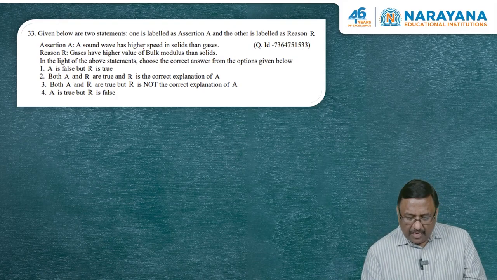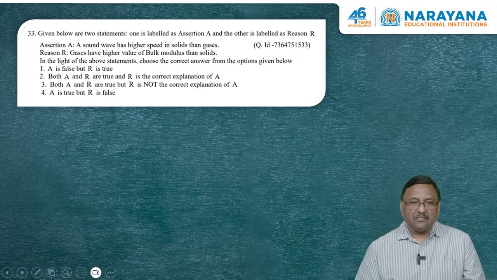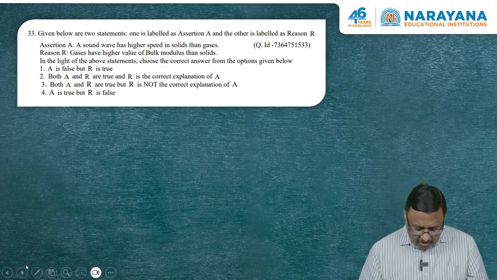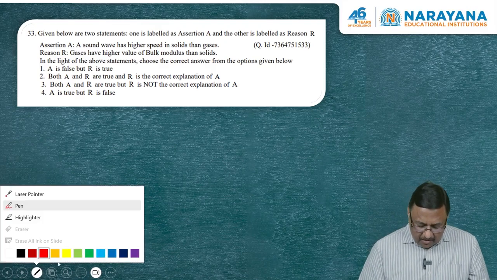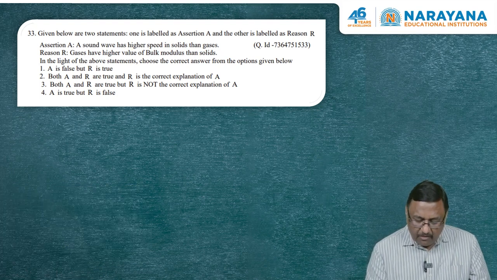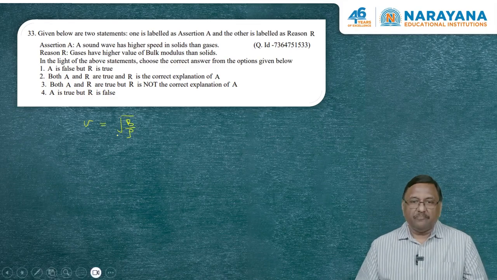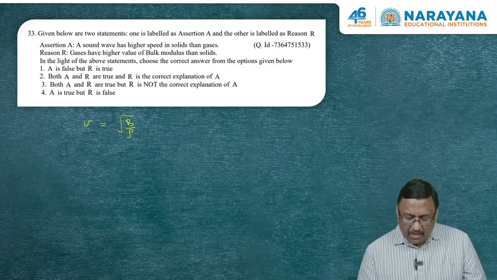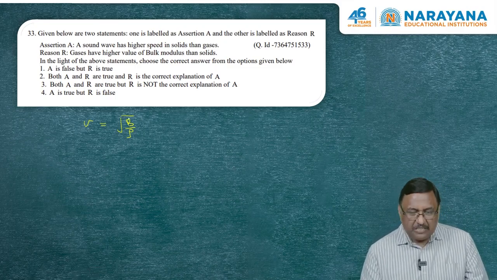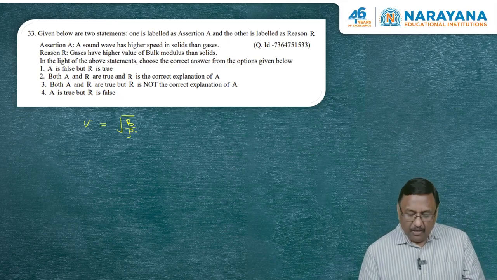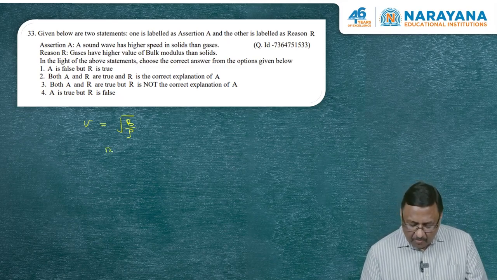A sound wave has a higher speed in solids than gases. As such, this question is no doubt a theoretical question, but if you want to understand these things, if I write the velocity of sound, velocity of sound is equal to under root of bulk modulus of elasticity divided by density. This question has already been asked in JEE previously also. Here we say if I talk about B and rho, I can explain it very easily that bulk modulus is going to be dP divided by dV upon V with a minus sign, something like that.